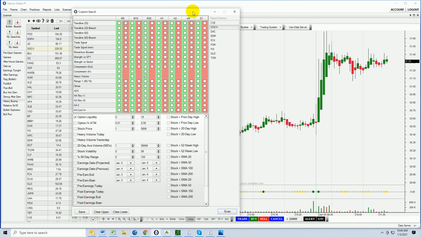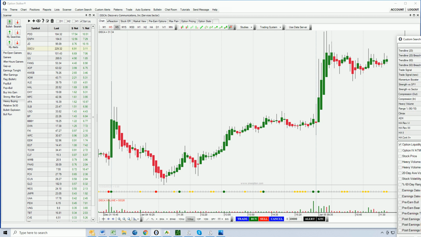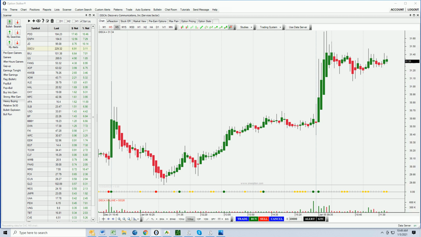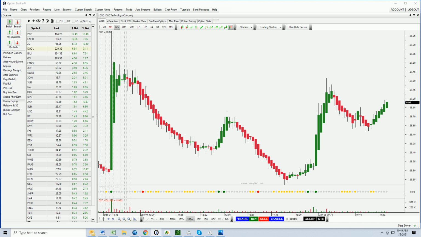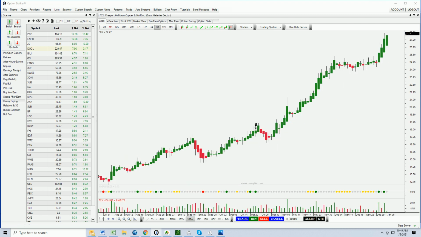So right now we've got DISCA, very, very nice on a daily chart, but we're still waiting for those candles to come up. Going to go to the next one here, DXC. I just want to show you the quality of the stocks that you're going to be able to find using this search. Nice breakout right there. Got these nice flat bottom green candles right in here. I'm just going to click through, take a look at FCX. Actually, we already looked at that. Beautiful breakout right in there.